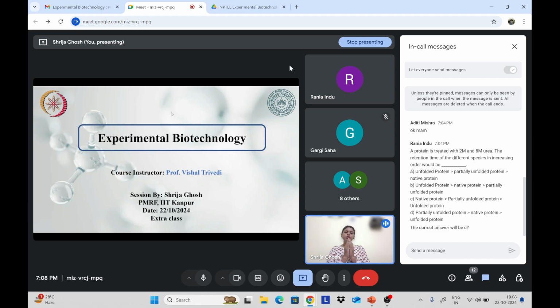Basically, the smallest molecule will elute last, so it will have the highest retention time. Yes, right. Thank you, ma'am. That was my logic as well. Okay, thank you. Anybody else wants to ask anything?